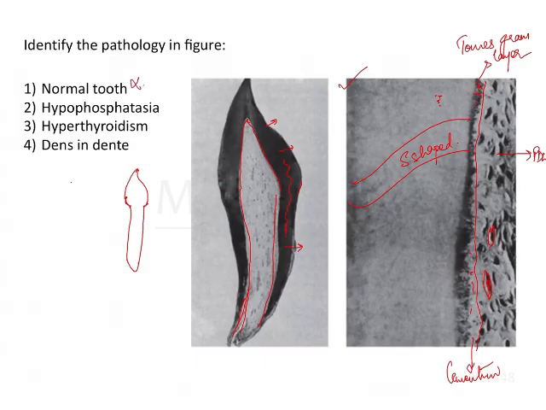Dens invaginatus, how would that appear? If this is your tooth, again this is the root. So dens invaginatus will show another tooth-like formation like this over here, and inside that you will have the pulp canal. So if this is your tooth, this is the dens invaginatus, and inside this you will find the pulp chamber. So the answer is also not dens invaginatus.